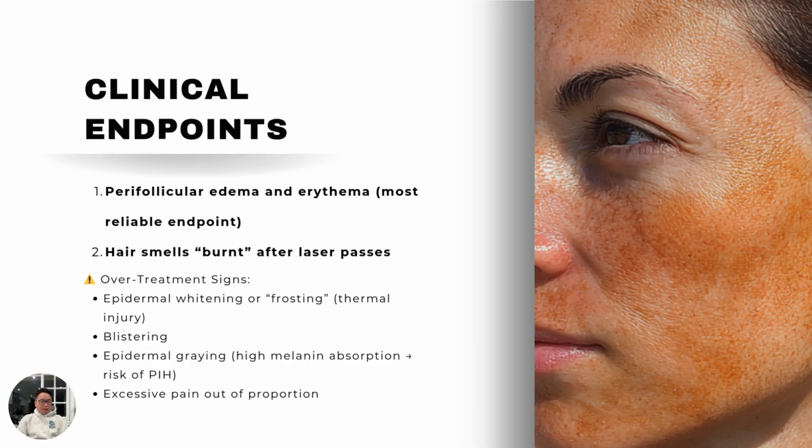For signs of overtreating, you should not be seeing epidermal whitening or frosting, as this is not normal and can indicate thermal injury. Blistering or overheating of the skin shows you that your settings are too high, resulting in epidermal graying due to high melanin absorption. And I can assure you that your patient will get PIH, post-inflammatory hyperpigmentation.